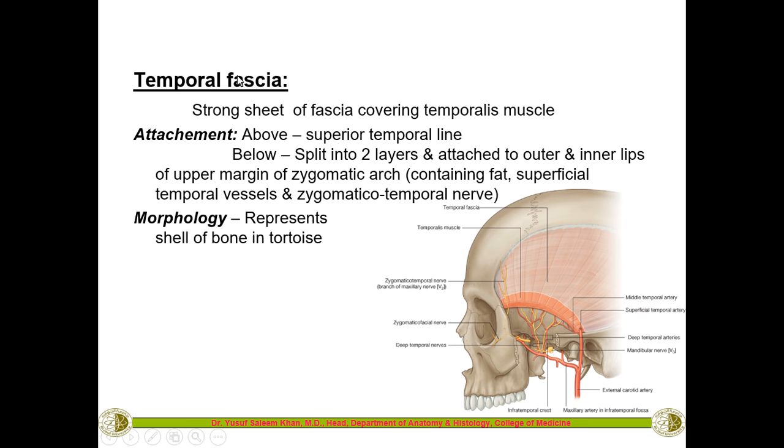The morphological importance is that it represents the shell of bone in the tortoise. In the tortoise, this fascia becomes hardened and becomes the shell. In the tortoise it becomes calcified, hardened, and that is why it acts as a protective covering. But in humans, it is just a thin fascia which covers just the muscle which is deep to it, that is the temporalis muscle.